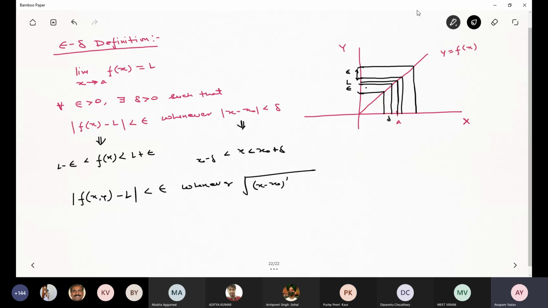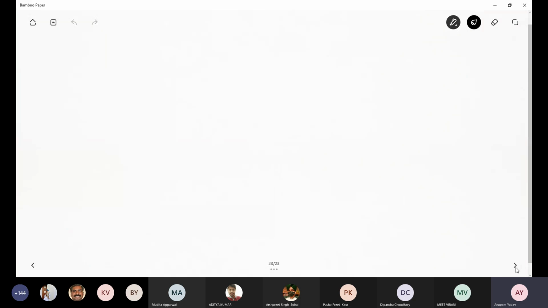x minus x naught square plus y minus y naught square less than delta. So this is how you should understand the meaning of this epsilon delta approach. Okay. So now let us see how this definition fails if we choose a non-existent limit.